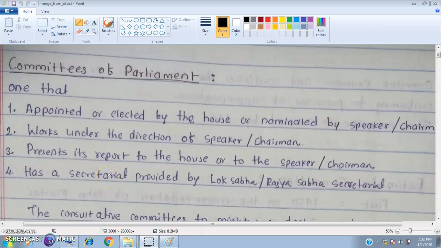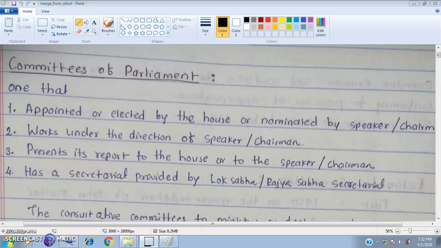Next part of the chapter Parliament is Committees of Parliament. Now this section of the Parliament chapter is important from the prelims point of view. Many factual data stems from this section. Now the question may arise, why do committees of Parliament exist?